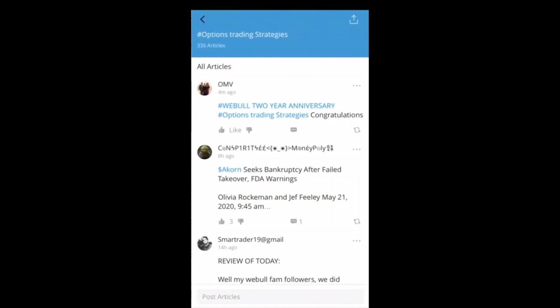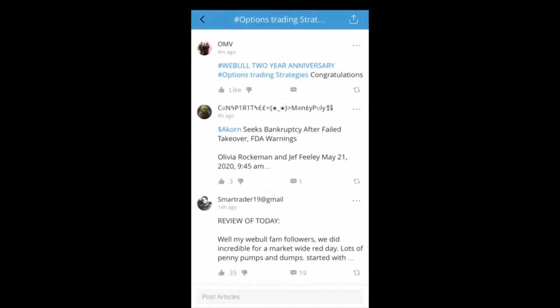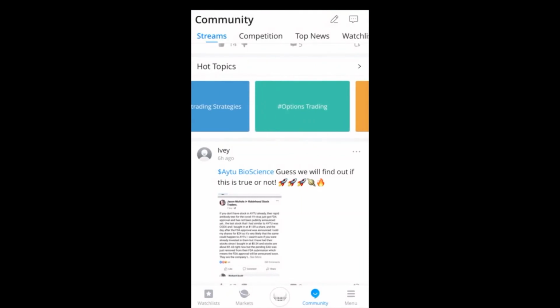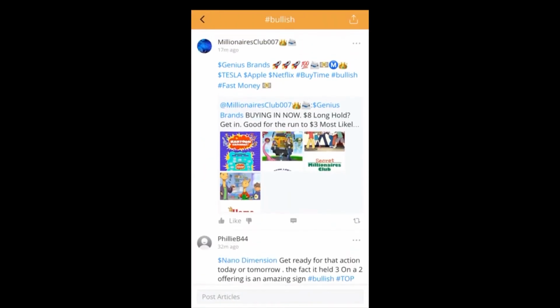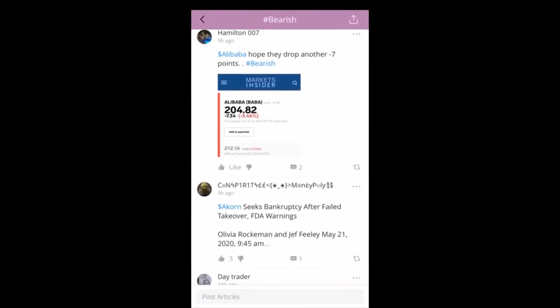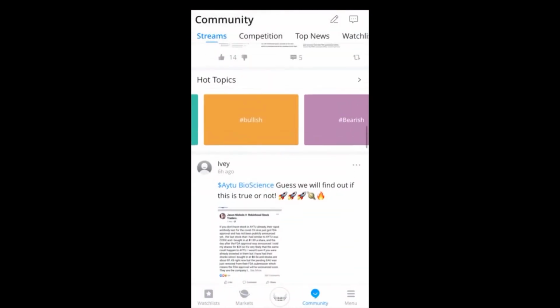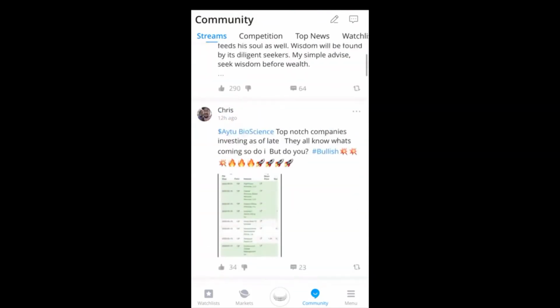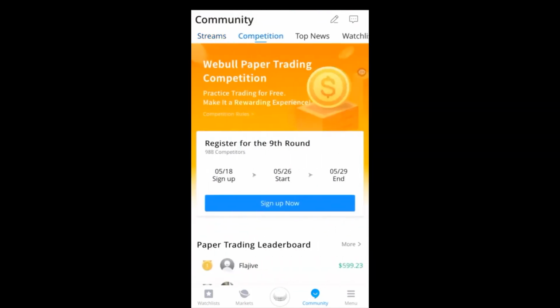You can look at options trading strategies, people that are bullish and what they're bullish about, people that are bearish, what stocks they're bearish about. And you can see all of that there. You can also go to the competition tab.